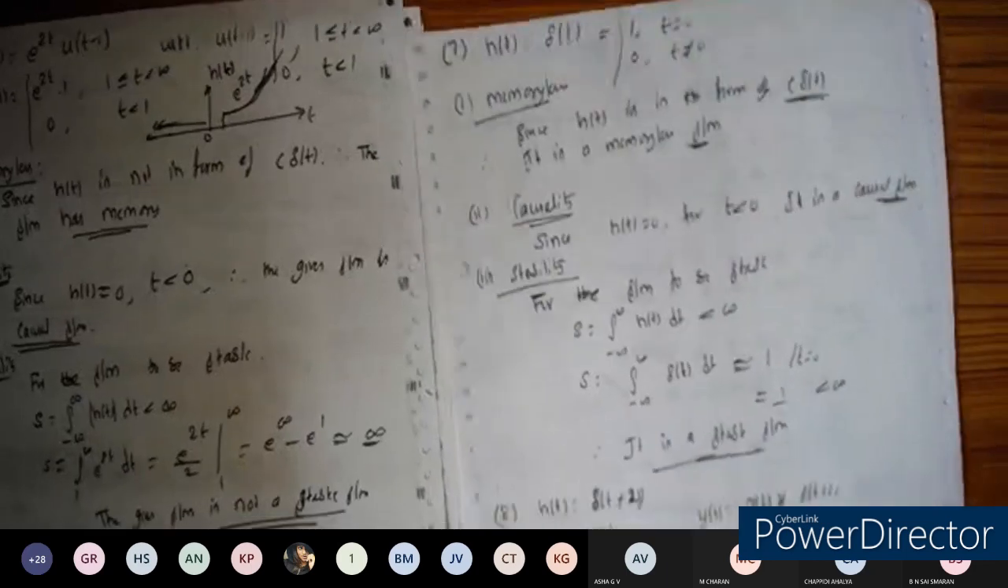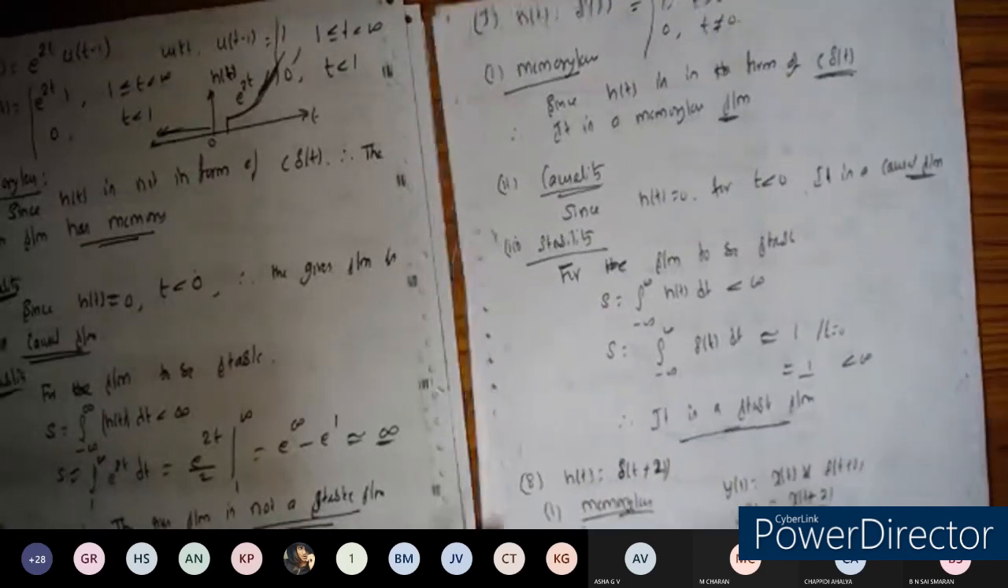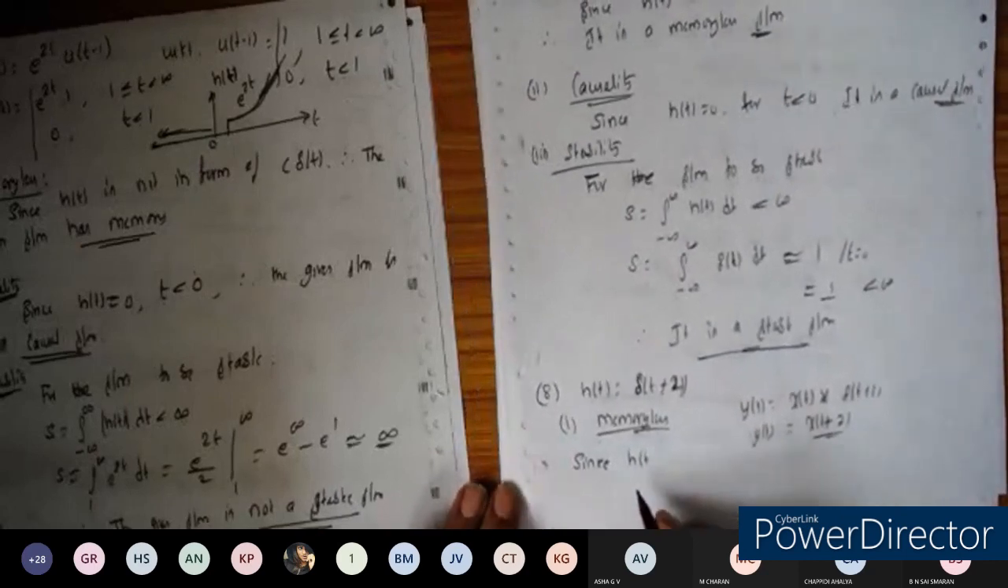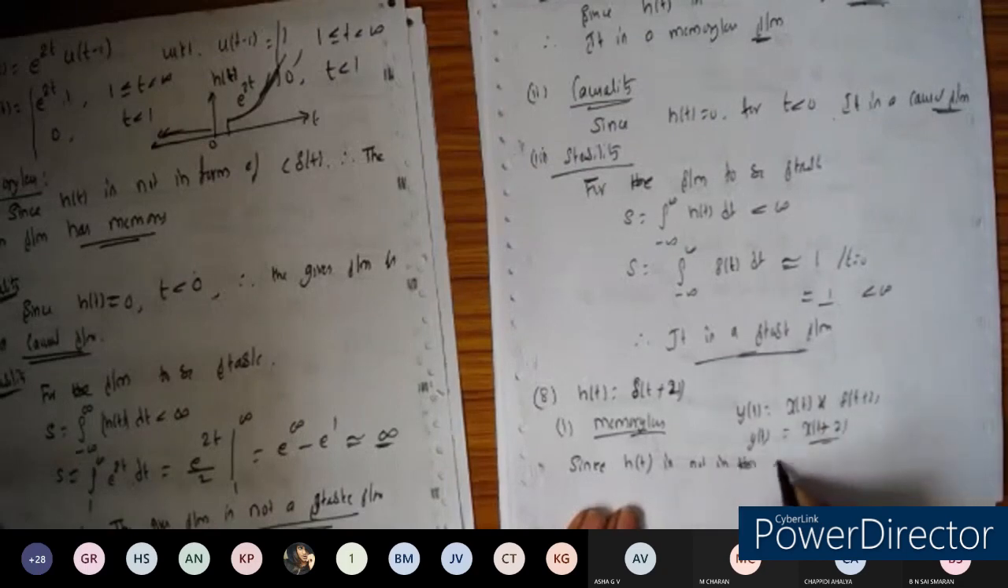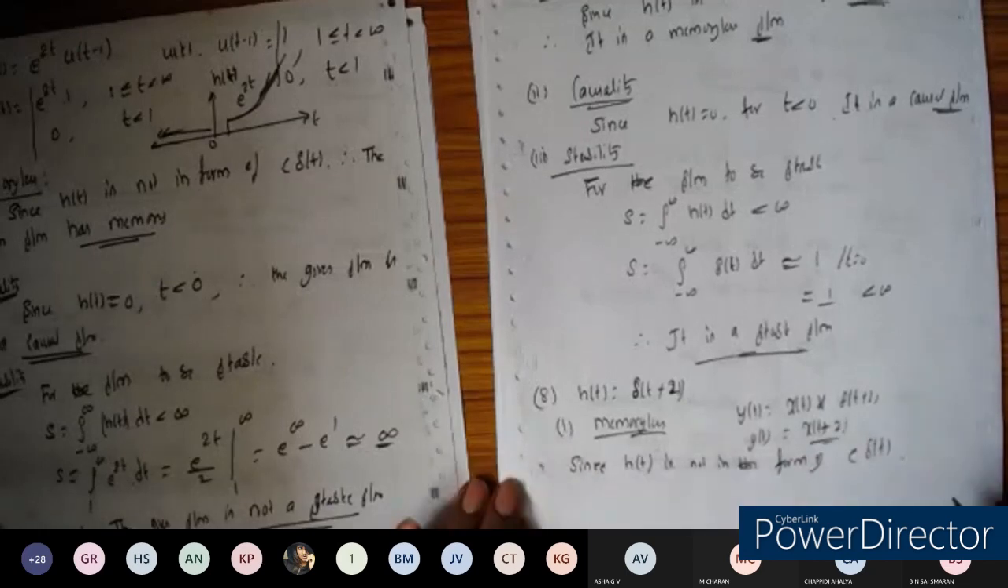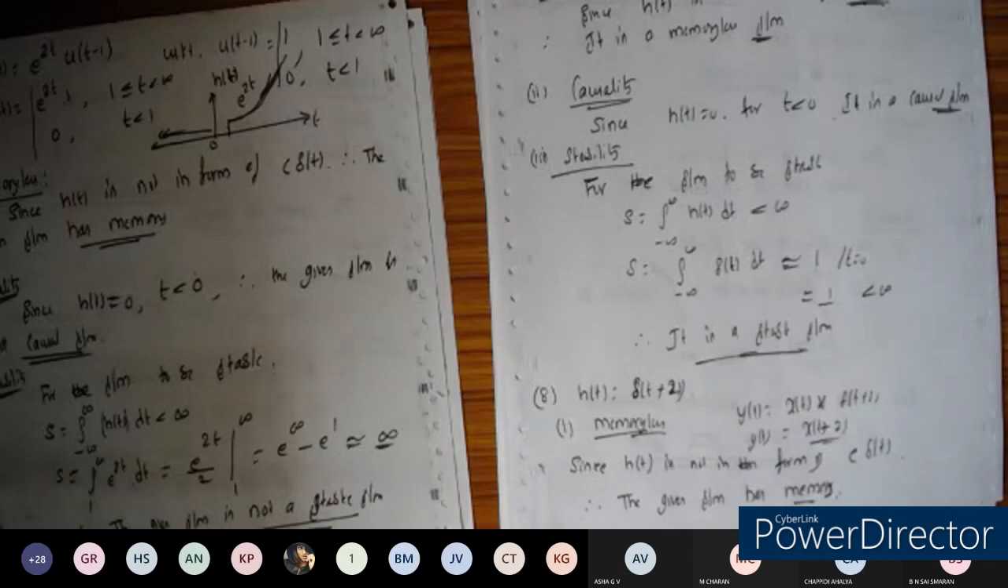Since h of t is not in the form of c into delta of t, therefore the given system has memory. The given system has memory. So we can say it has memory. Done.